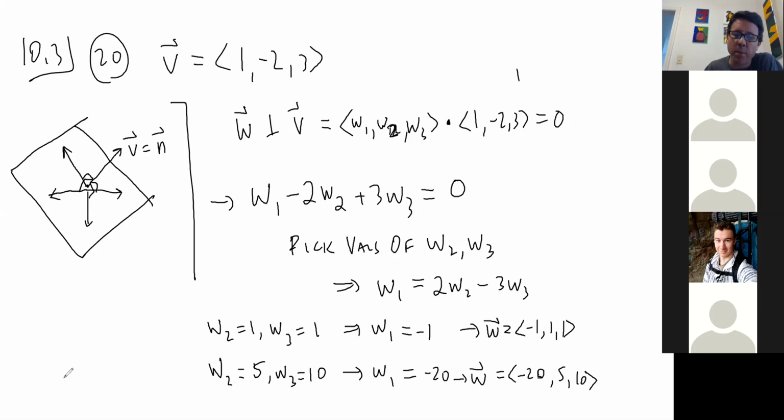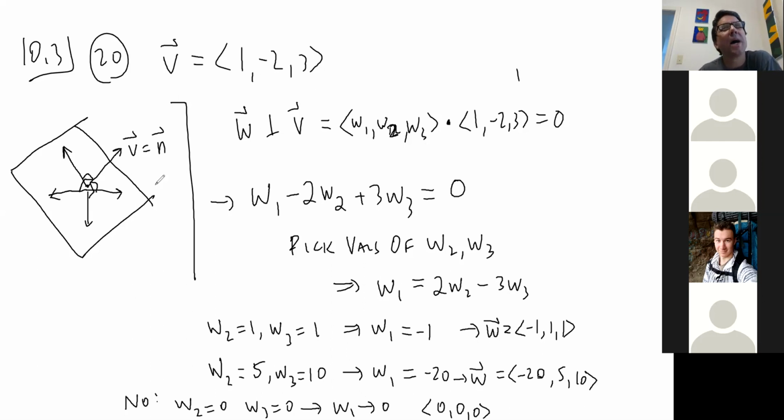Yeah, now one thing you probably don't want to do is, let me put a note here. I don't think you want to put W2 equal to 0 and W3 equal to 0, because then W1 would end up being 0. And technically it's true that we get the vector 0, 0, 0. It has no length, right? It's called the zero vector. And we do need it sometimes for calculations, but if you're going to plot it, how do you do it? You can't. It's just a single point.